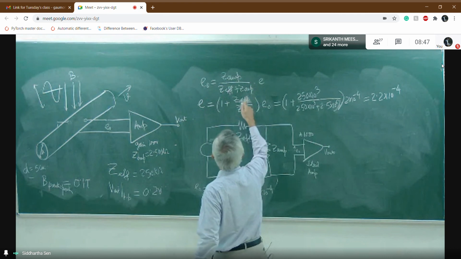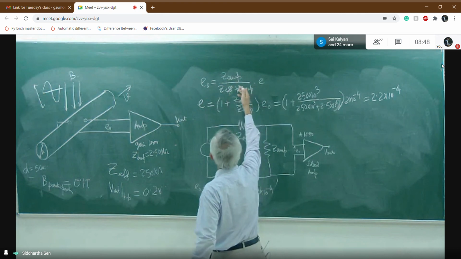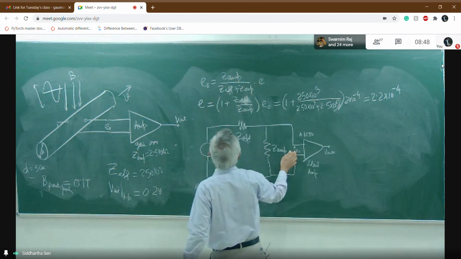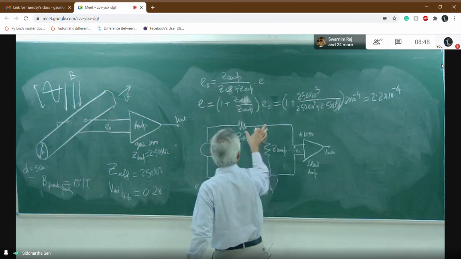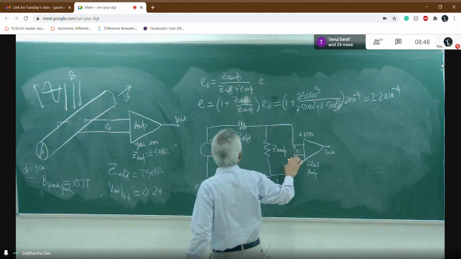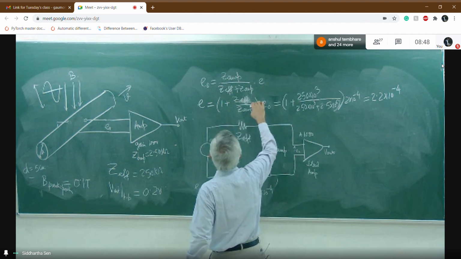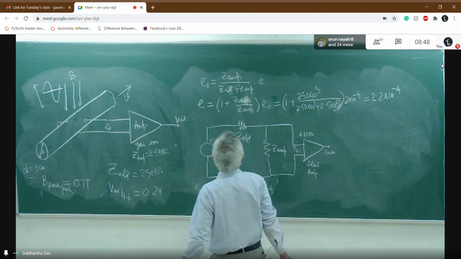So what is that? It is Z amp in the denominator, and here, first of all, E0. What is E0? It is equal to this divided by total impedance into E. And this I just simply reversed. So here it is 1 plus ZF by Zm.